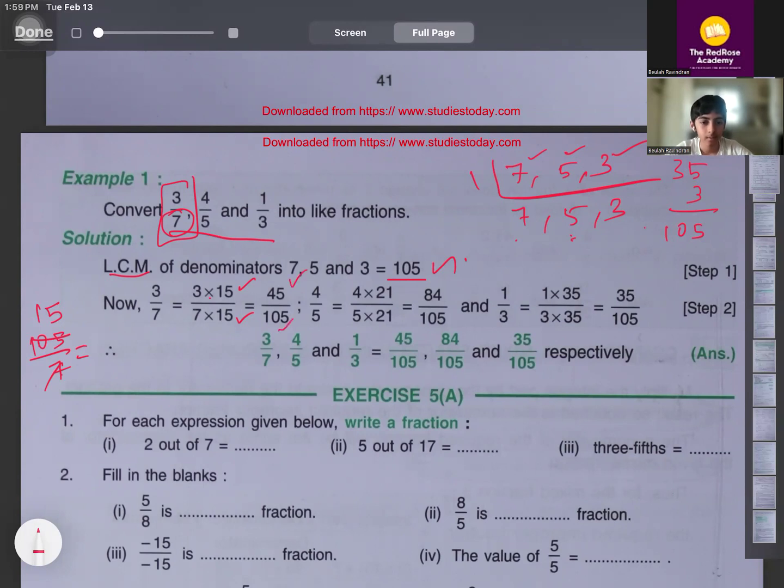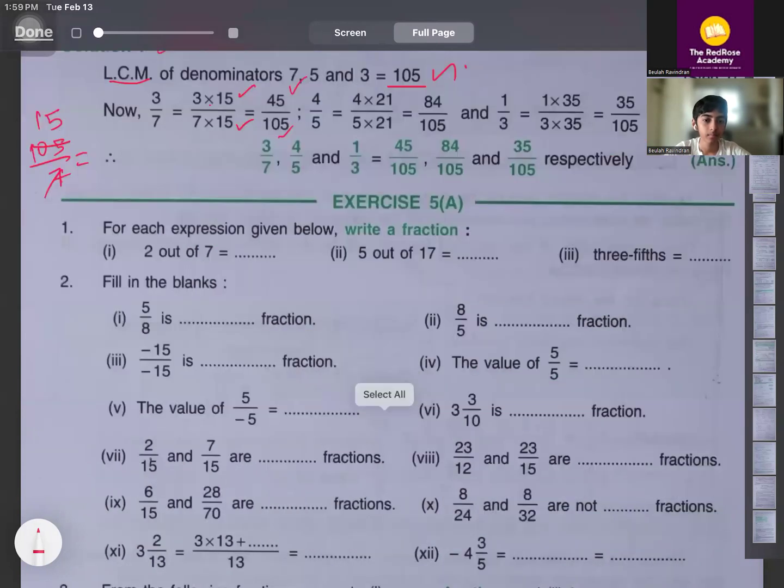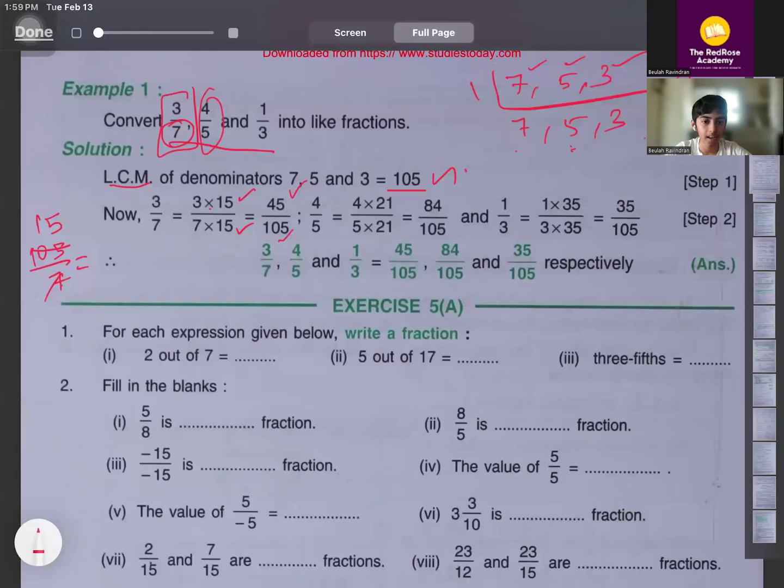So the denominator will be 105 only. Then you have to consider the second fraction. What is the denominator? It's 5. So you need to divide 105 by 5. 1 5 is 5, 2 5s are 10, 1 5 is 1. So 21. You need to multiply both the numerator and denominator by 21.